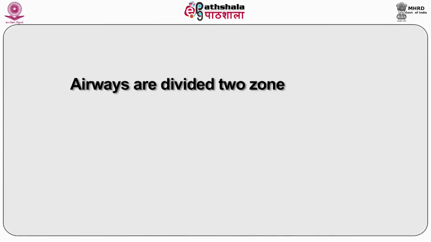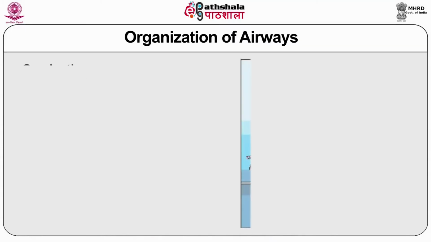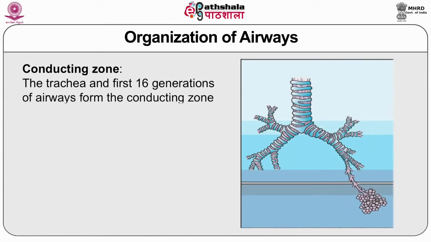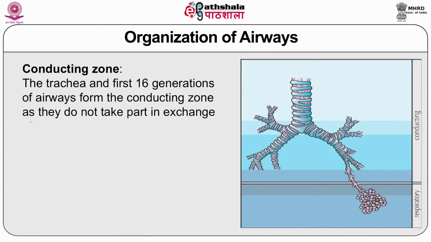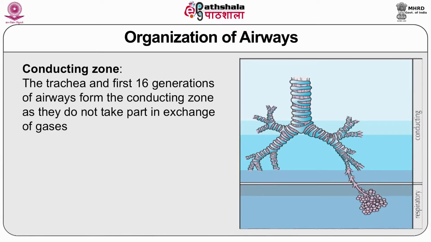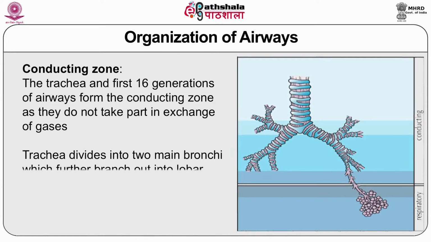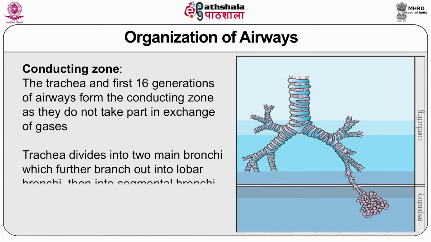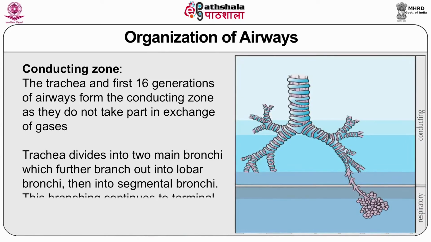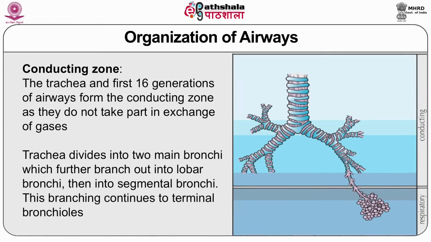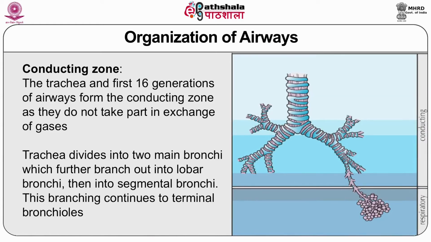The airways are divided into 2 zones, conducting zone and respiratory zone. Now, what is conducting zone? The trachea and first 16 generations of airways form the conducting zone, as they do not take part in exchange of gases. Trachea divides into 2 main bronchi, which further branch out into lobar bronchi, then into segmental bronchi, and this branching continues further down to terminal bronchioles. This is called Weibel's model and it is shown in figure number 1.